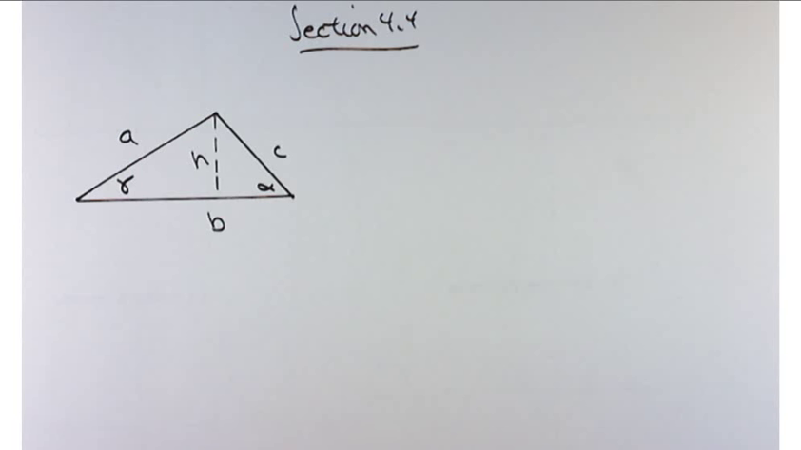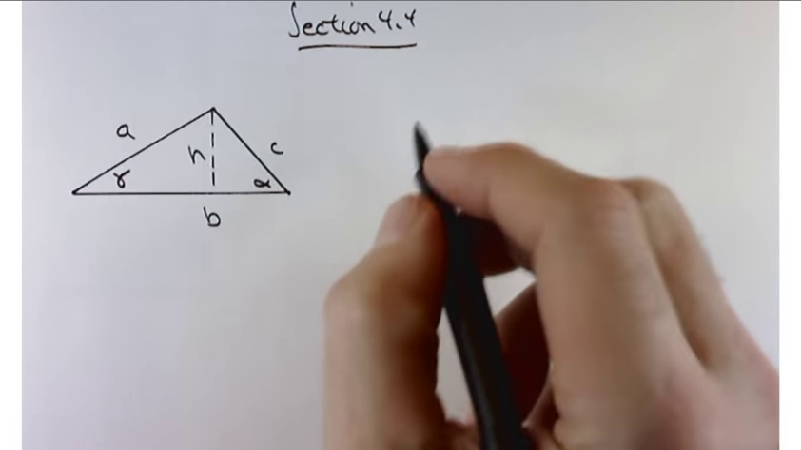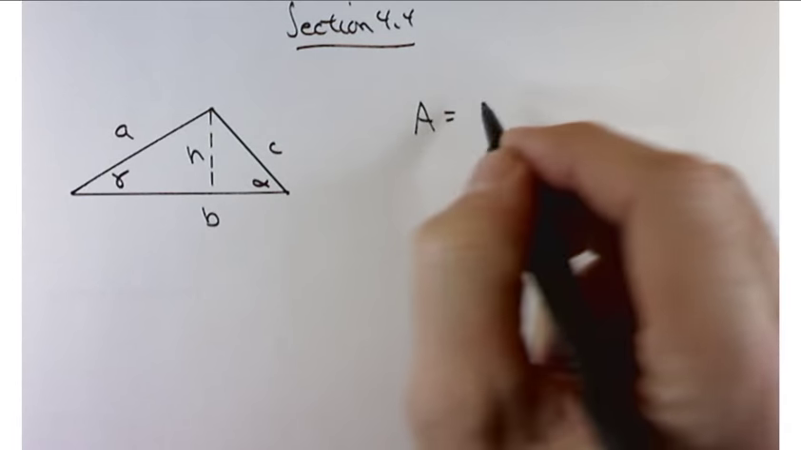So section 4.4 is going to work on some formulas that help us find the area of a triangle. There's going to be two. One of them I don't really think has a name. The other one's called Heron's formula. It's been known since ancient Greek times. But let's figure it out in general terms first.